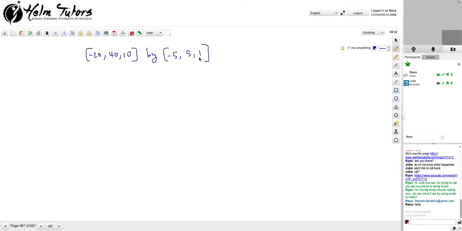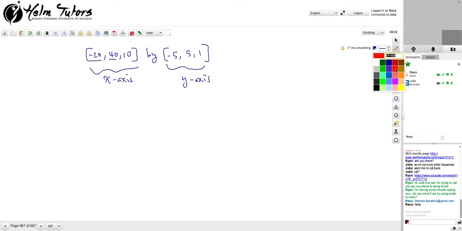So first, this is along the x-axis, and obviously this is the y-axis, and you're right. That means it will display from negative 20 to 40 along the x-axis. What does the 10 mean? No worries. It means what it's counting by. Exactly. Negative 20 to 40, and then it's counting by tens.